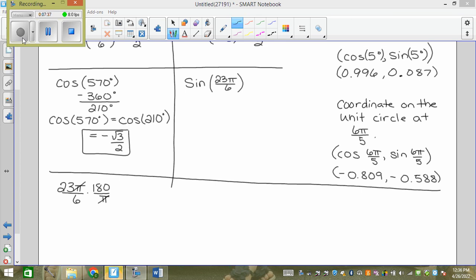23 times 180 divided by 6 is what? 690 degrees. So this is also the same as sine of 690 degrees, which is also the same as sine of what? 330, because I can subtract 360, correct? And what is the y at 330? Negative 1/2.